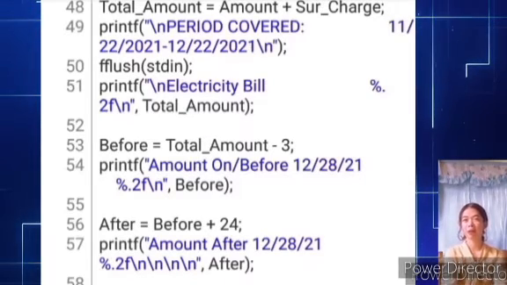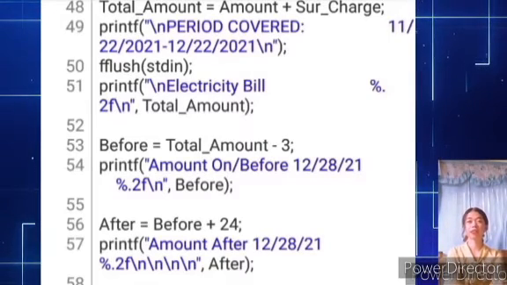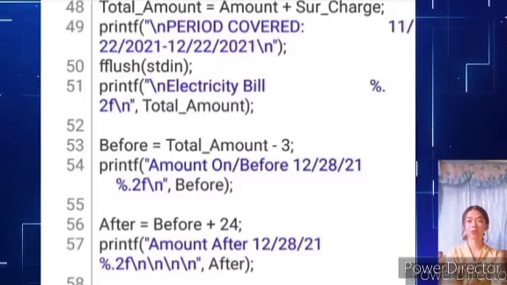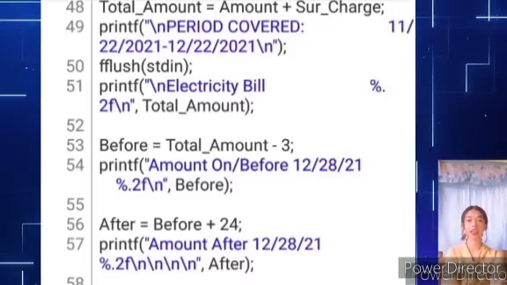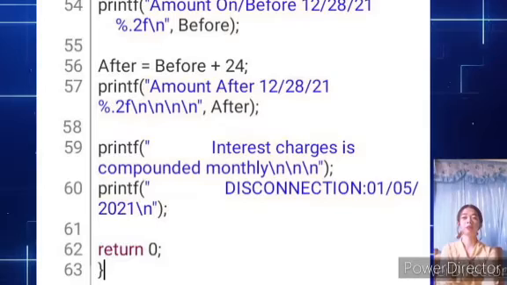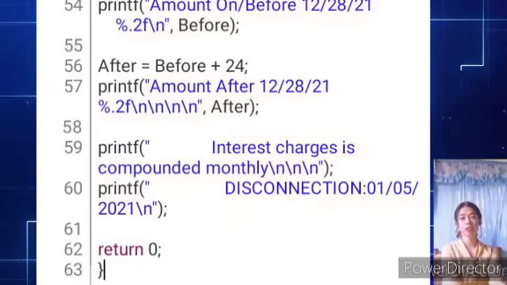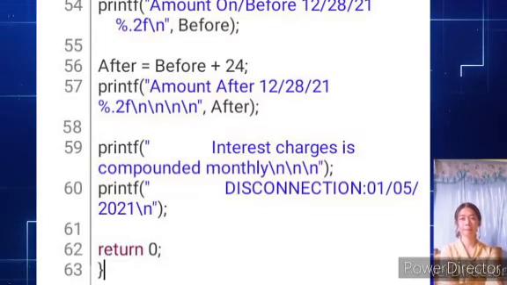Then, printf amount after 12/28/21, %.2f\n, and after, then \n, and \n. Printf disconnection 01/05/20\n, return 0, then close brackets.